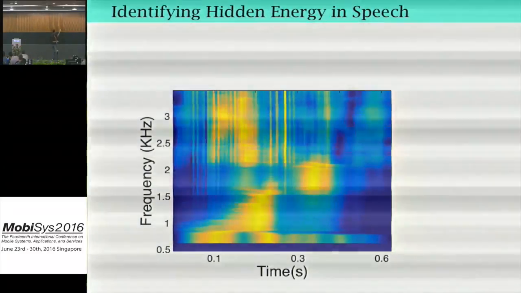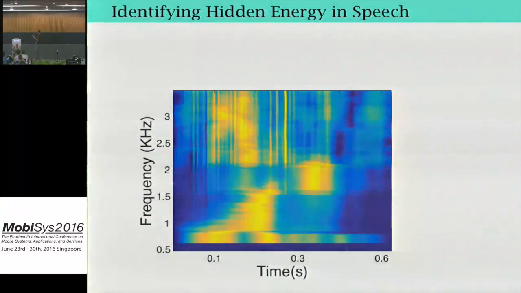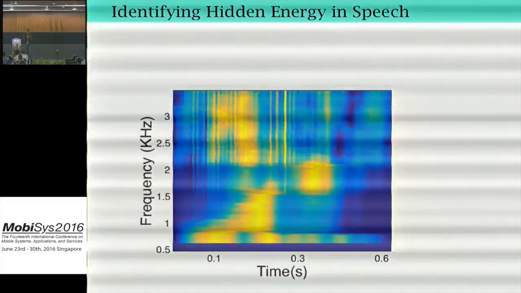Now, because you did that noise subtraction, there are many places where there are not human signals, but you actually see signals.